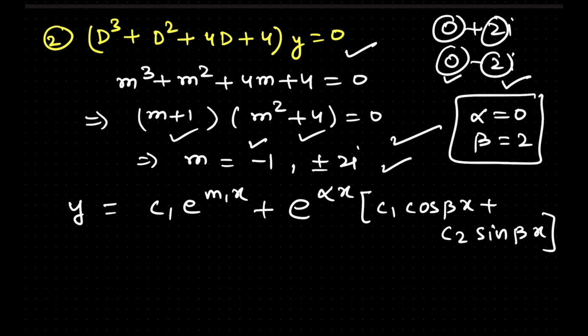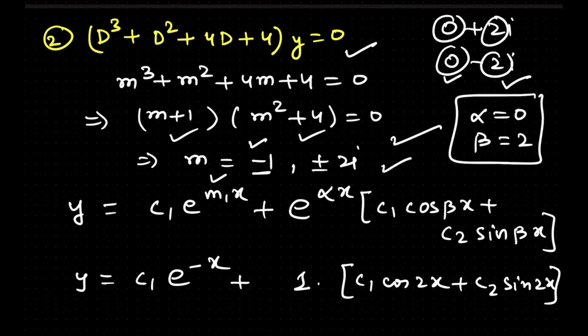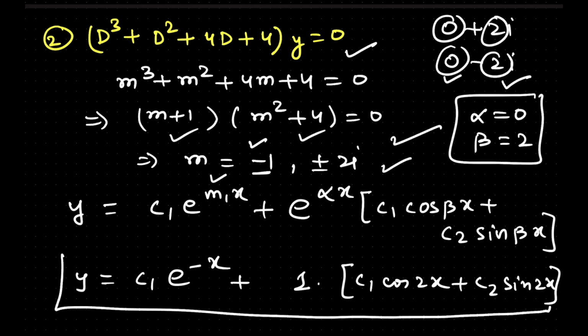So just replace this. Here y is equal to c1 e to the power m1, which is minus 1, so e to the power of minus x, plus e to the power alpha x, alpha is 0, so this will become e to the power 0 times x, into c1 cos 2x plus c2 sin 2x. So this will become 1. So this is our final answer of the question.